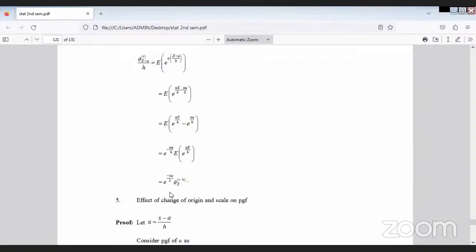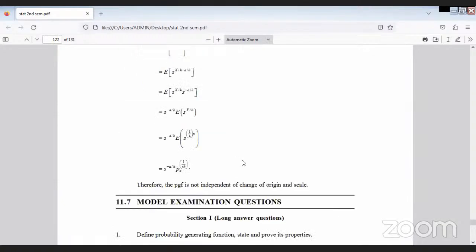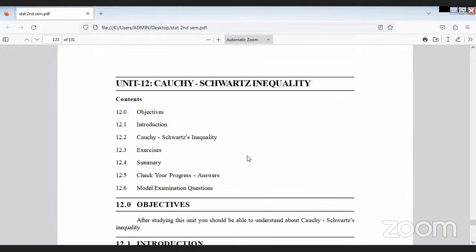In the next step, e power minus iota by h, that is t by h, I already told. The effect of change of origin and scale I also told. These are the questions you have to do. Very important in the 12th unit: the Cauchy-Schwarz inequality.